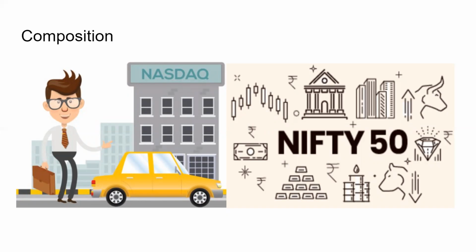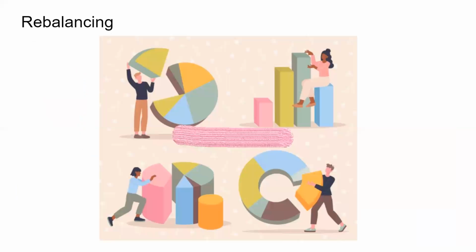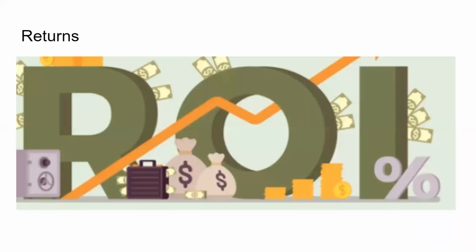The composition of the index can vary, like Nasdaq has the tech companies, and Nifty 50 has the top 50 companies of India. Rebalancing happens on a quarterly or yearly basis. Whatever the frequency is, the rebalancing happens at that time.